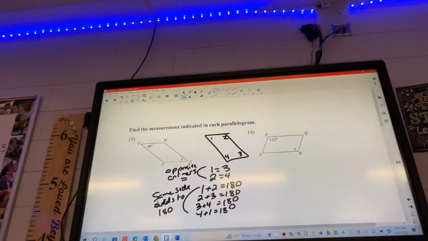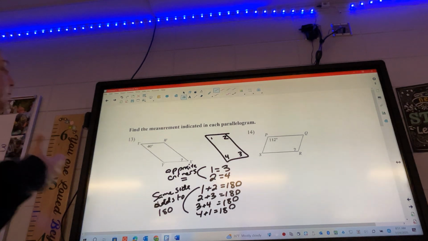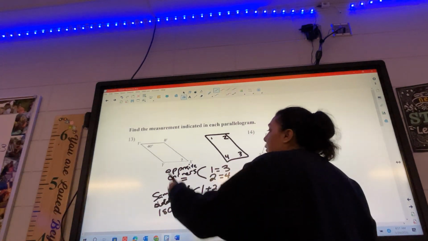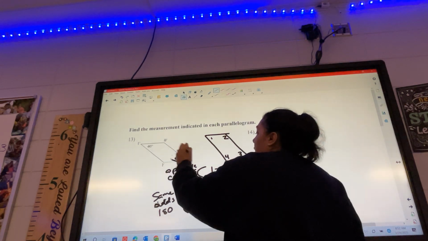And so if you need the 1, 2, 3, 4 graph picture thing, then you absolutely can write it down. If you don't, then don't worry about it. But that's what's happening with the picture. Opposite corners are equal, same sides add to be 180. So if we look at 13, are those opposite corners or same sides? Opposite corners. So if that one's 40, then this one is 40.